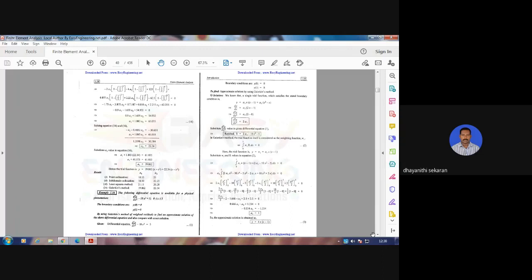2a1 x cubed by 3, 0 to 1, minus 10 x power 5 by 5, 0 to 1, minus 5 x cubed by 3, 0 to 1, minus 2a1 x squared by 2, 0 to 1, plus 10 x power 4 by 4, 0 to 1, plus 5 x squared by 2, 0 to 1, equal to 0. 2a1 by 3 into 1 minus 0, minus 10 by 5 into 1 minus 0, minus 5 by 3 into 1 minus 0, upper limit minus lower limit, 2a1 by 2 into 1 minus 0, 10 by 4 into 1 minus 0, plus 5 by 2 into 1 minus 0, equal to 0.